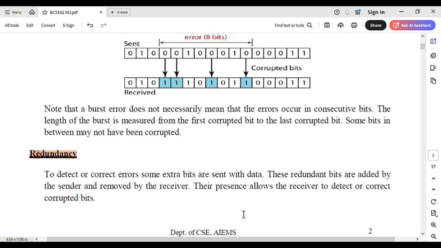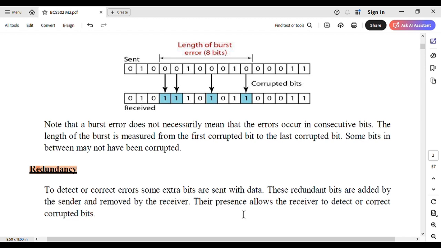To identify whether the data we have sent is modified or not, we will be adding extra bits, which we call redundancy. To detect or correct the error, some extra bits are sent with the data. These redundant bits are added by the sender and then removed by the receiver. This presence allows the receiver to detect or correct the corrupted bits.